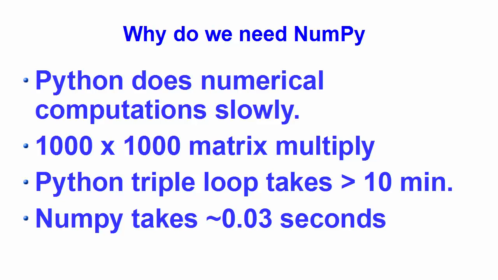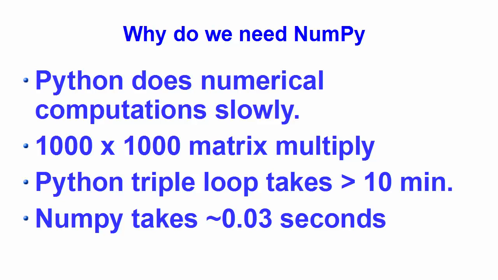Whenever you want to do matrix computation, for example, you have a matrix of 1000 cross 1000 and you want to multiply this matrix, then a Python triple loop takes more than 10 minutes in comparison to NumPy, which only takes around 0.3 seconds. So whenever you want to do matrix computation or n-dimensional array computation, the NumPy library is more efficient than even the Python standard library, and that's why it is used. So this was a brief introduction about NumPy.